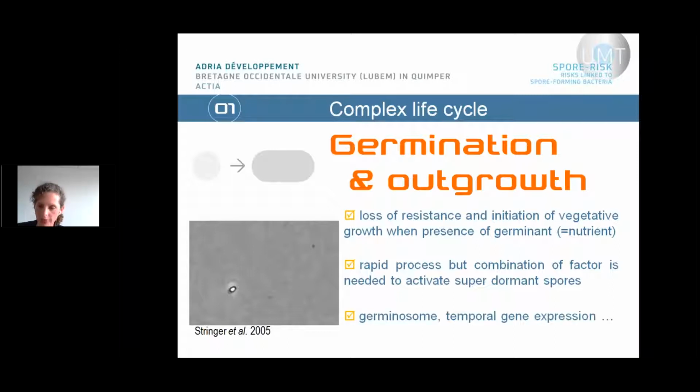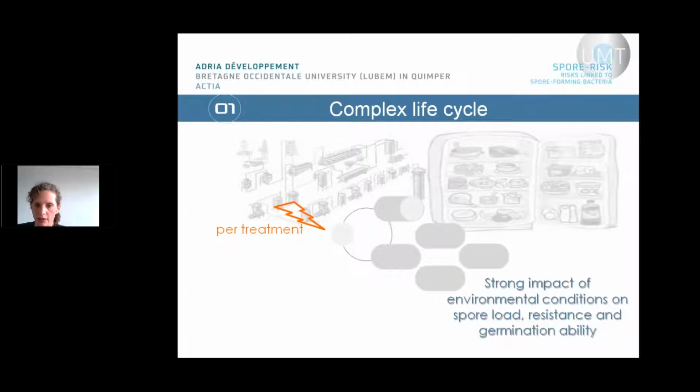And there is a lot of publication and research going on germinosome and temporal gene expression to know a bit more about this process. So apprehending the life cycle of this Bacillus is really important because there is a strong impact of the environmental conditions that the spore and the cell will encounter, and this will lead to some issues regarding resistance and germination. Depending on the conditions encountered before, during sporulation or germination, you might have different kinds of scenarios. So it's quite important to have an idea of this issue.